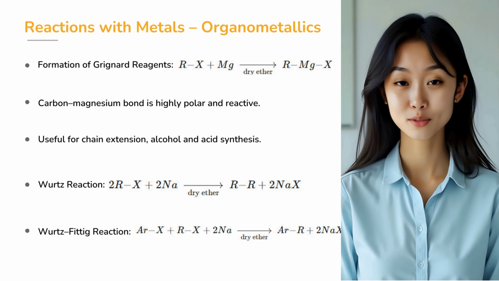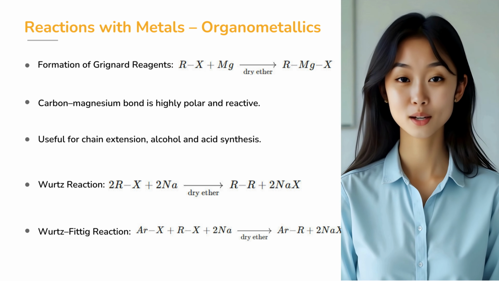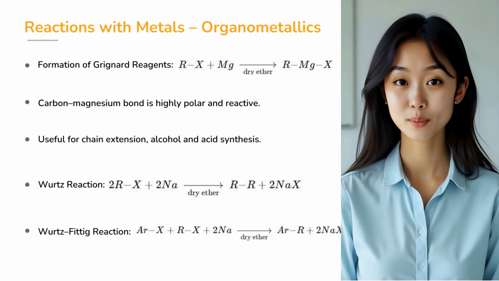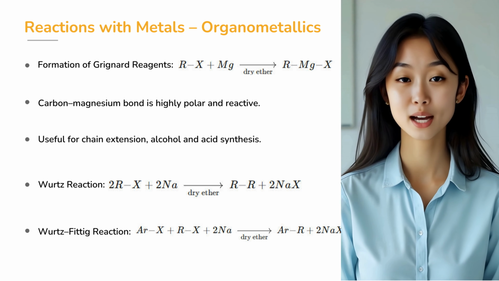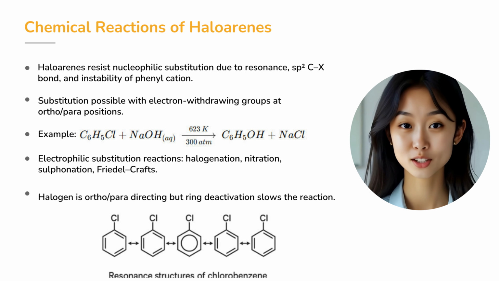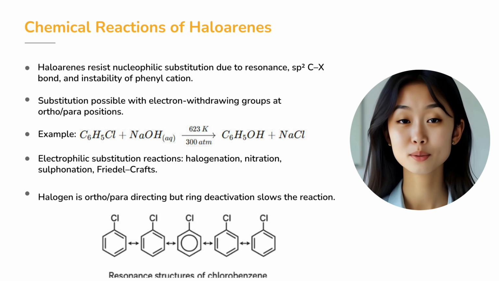In the Wurtz-Fittig reaction, an aryl halide reacts with an alkyl halide in the presence of sodium to form an alkyl substituted aromatic compound. These reactions showcase how halogen atoms can act as gateways to building larger and more complex carbon skeletons. Now let's shift our attention to haloarenes.